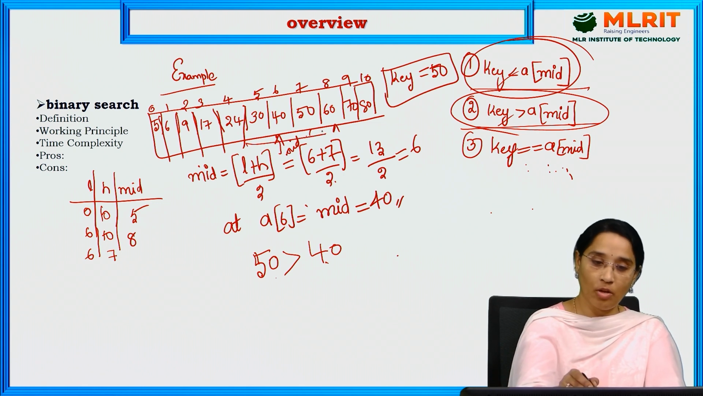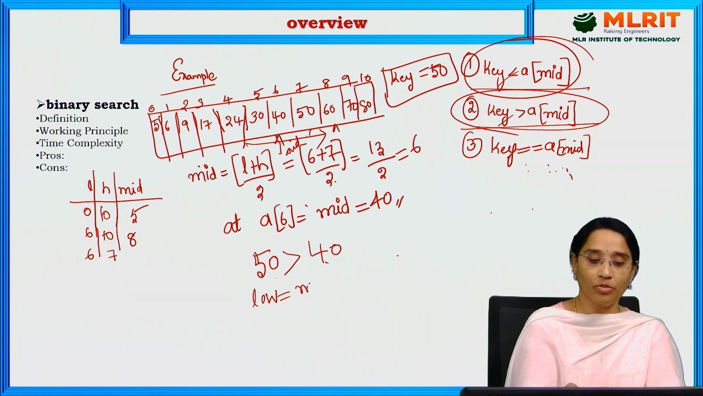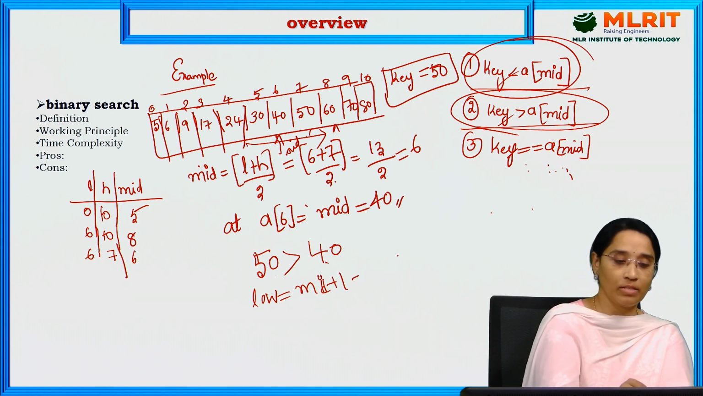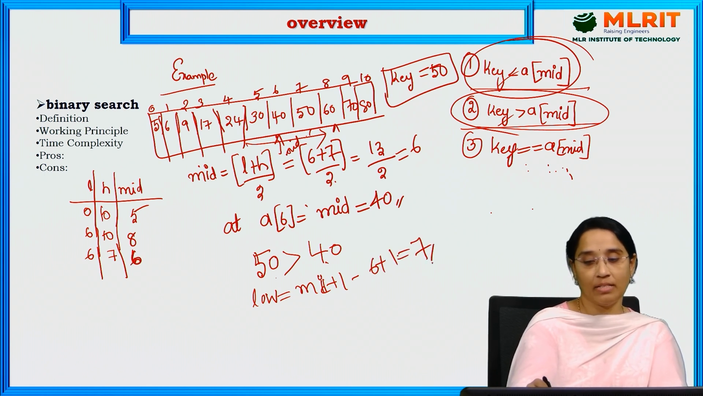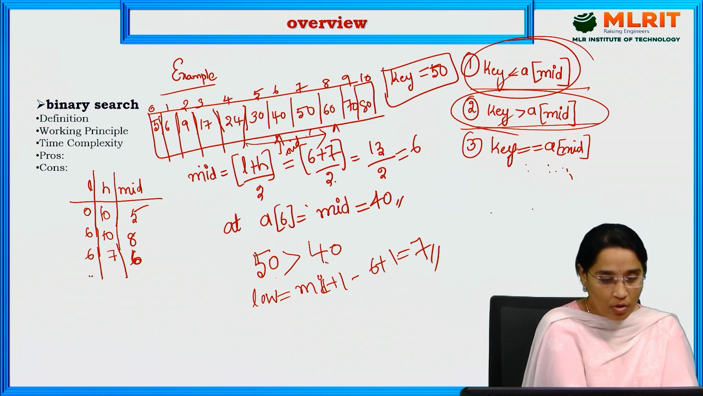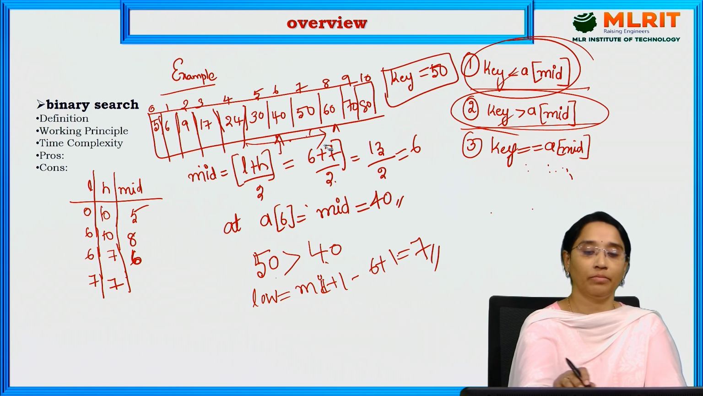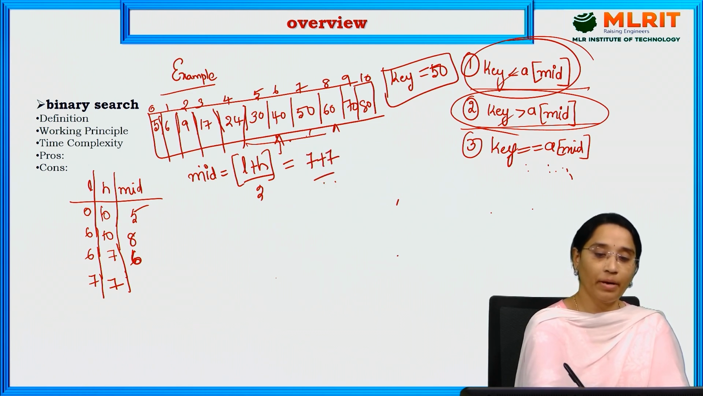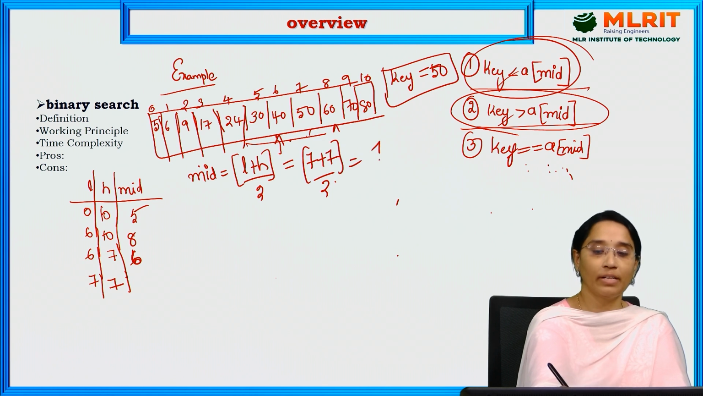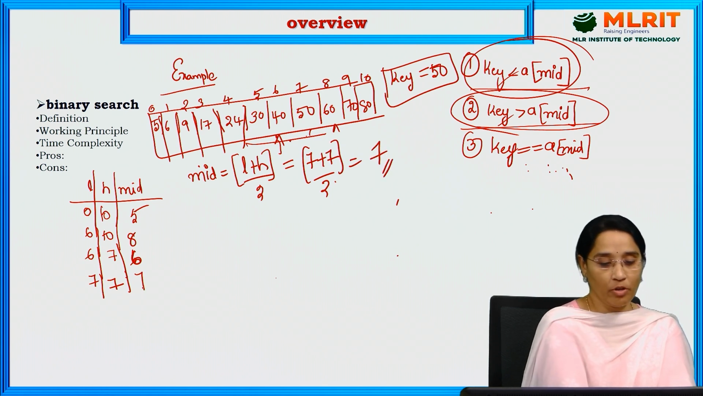So it means you have to move towards low. Low is moving. So low is equals to mid plus 1. Here we have to mark, this one is 6. Low is equals to mid plus 1, 6 plus 1, that is 7. So now low is 7. High remains as it is. If you again apply 7 plus 7 by 2, it's 14 by 2, that is 7. Mid we got at 7.